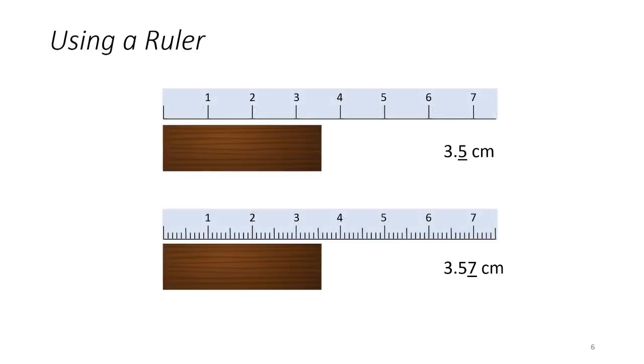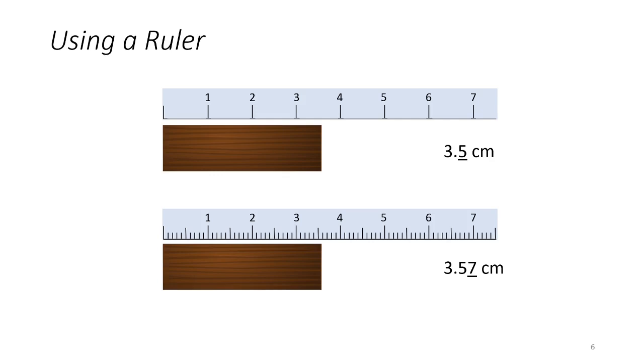Let's say that we need to measure this piece of wood. If we use the ruler on the top, we can say that the wood is between 3 and 4 centimeters long. So we start off our measurement with a 3. Then we can estimate how far the wood lies between 3 and 4. And this will be our estimate. I think that this is close to halfway between the 3 and the 4. So I would record this measurement as 3.5 centimeters.